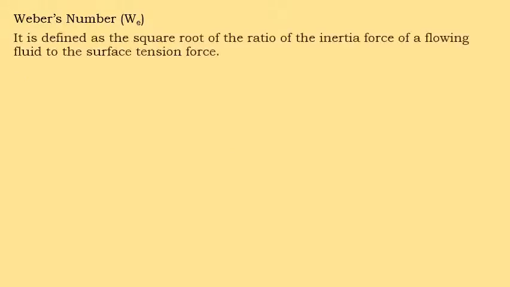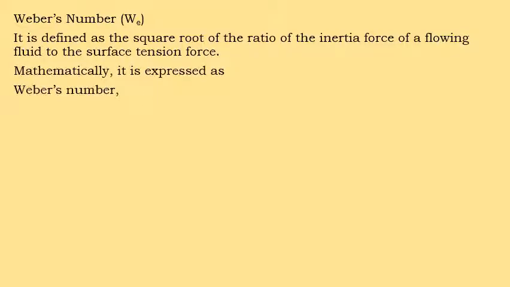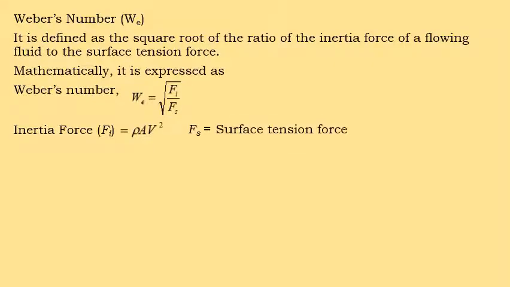Coming to the next dimensionless number, that is the Weber number, denoted by We. It is defined as the square root of the ratio of inertial force of flowing fluid to the surface tension force. So that is the expression: We is equal to the square root of inertial force to the surface tension force. The inertial force is given by rho A v square. The surface tension force is equal to surface tension per unit length into length.